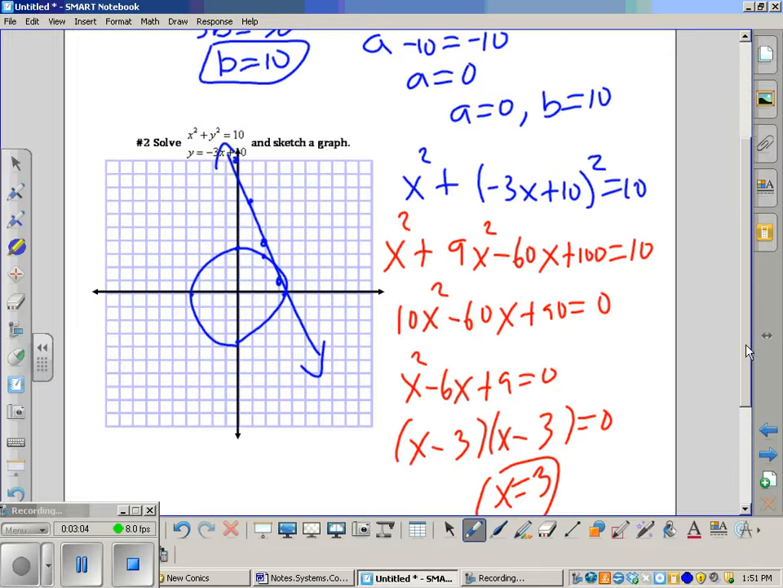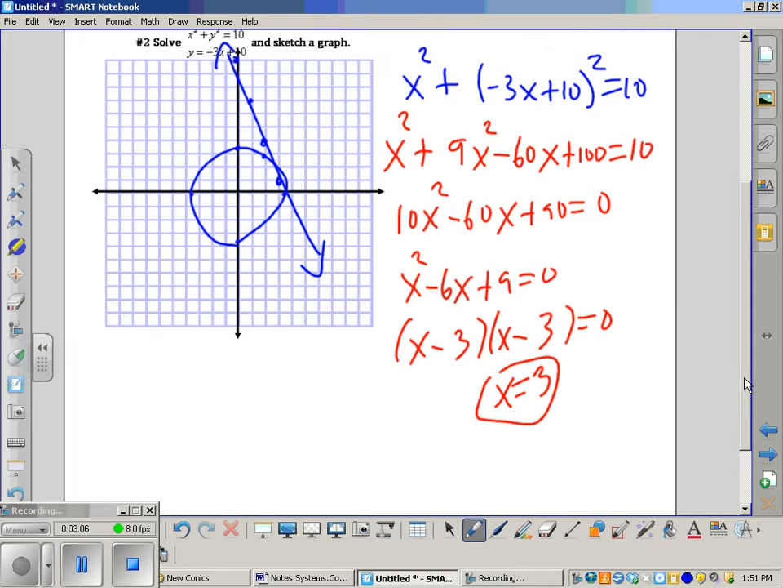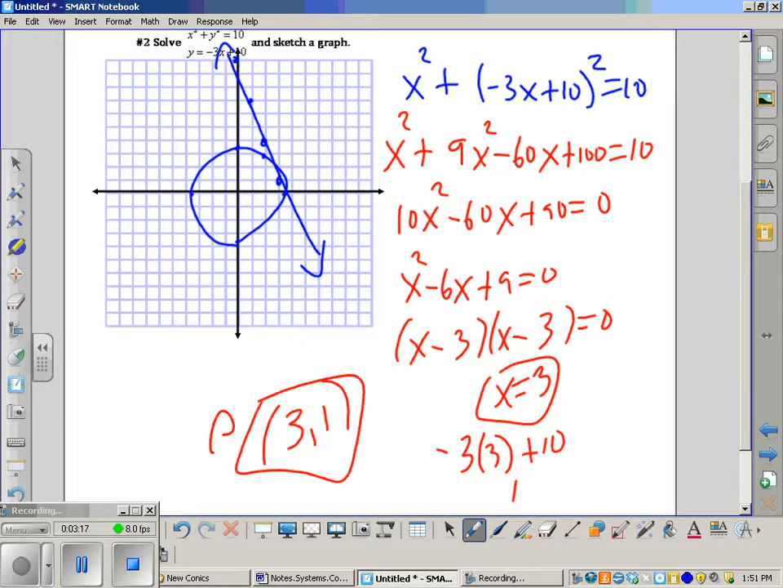But let's just make sure. So let's plug in 3 for the x, and that's 1. So the answer is 3, 1. All right. We did the graph, and we sketched, we have the point, and we're done.